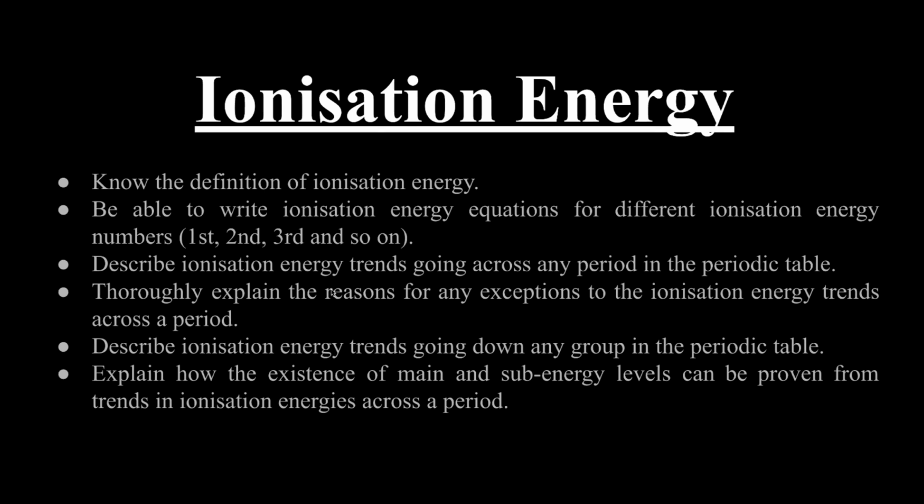The learning objectives for today's video will be to know the definition of ionization energy, be able to write the ionization energy equations for different ionization energy numbers, so the first, second, and third ionization energies and so on, describe ionization energy trends going across any period in the periodic table, thoroughly explain the reasons for any exceptions to the ionization energy trends across a period, describe ionization energy trends going down any group in the periodic table, and explain how the existence of main and sub-energy levels can be proven from trends in ionization energies across a period.